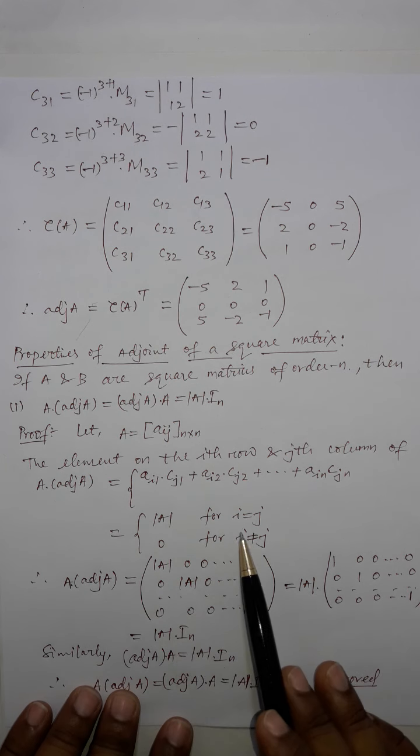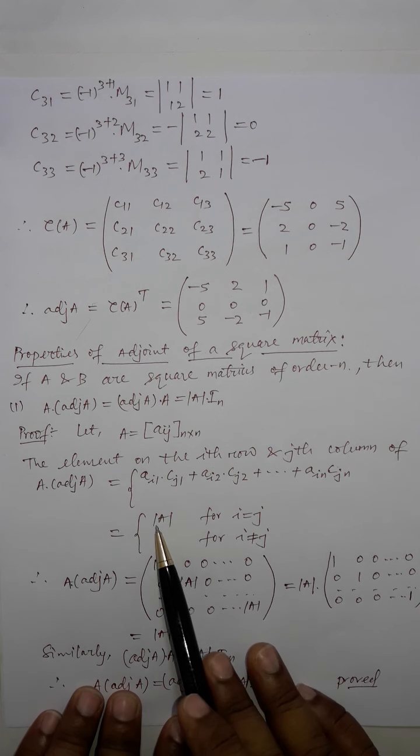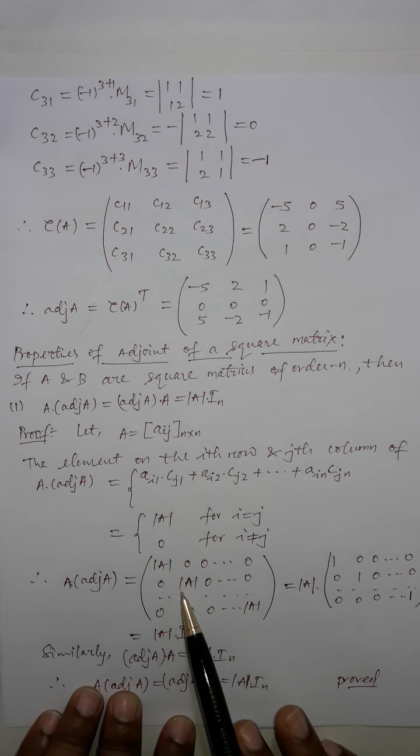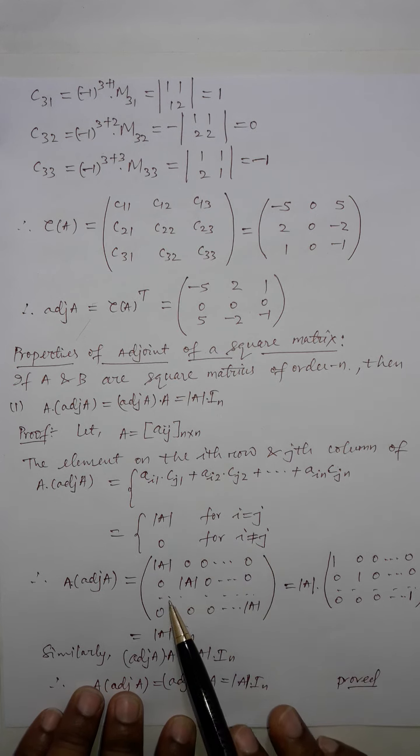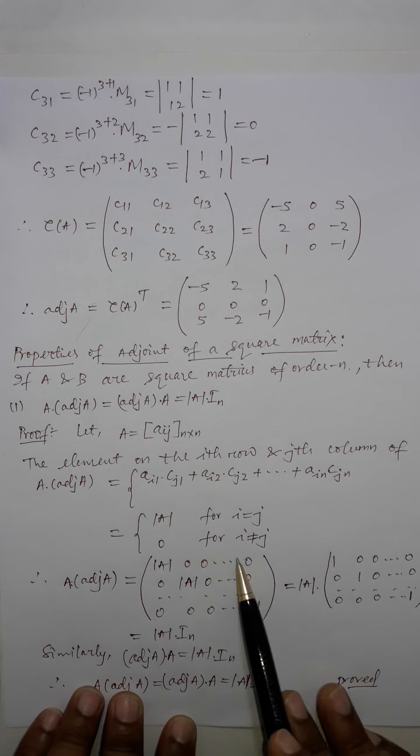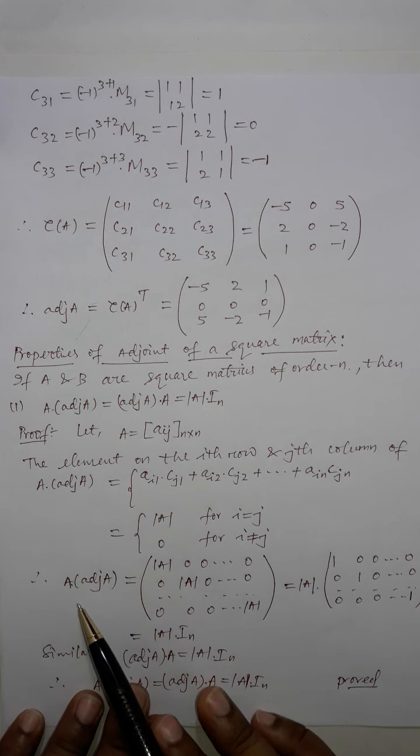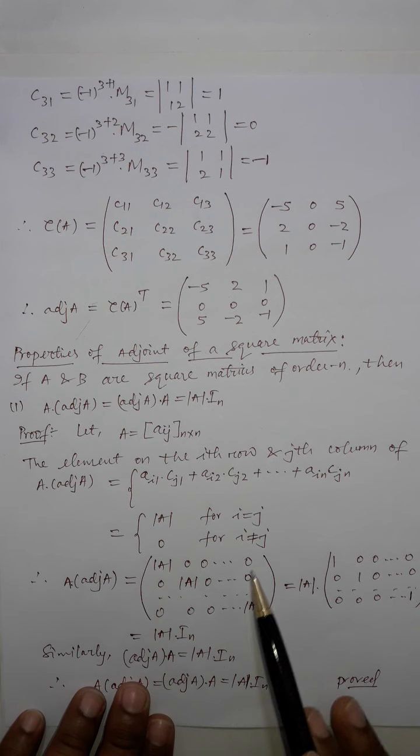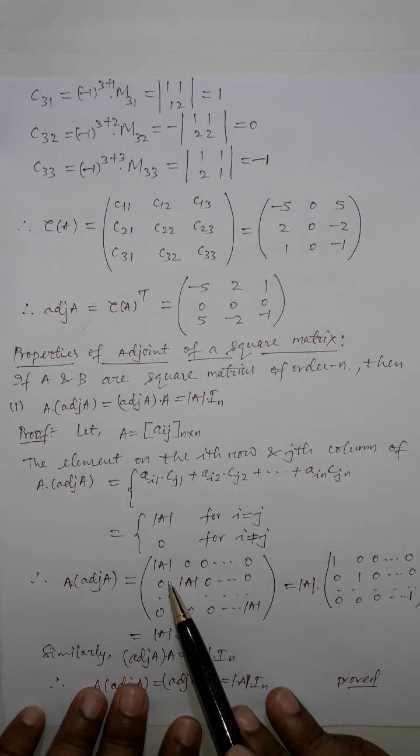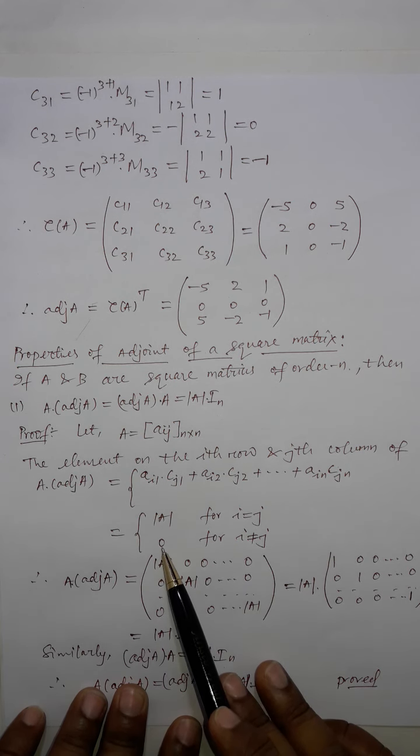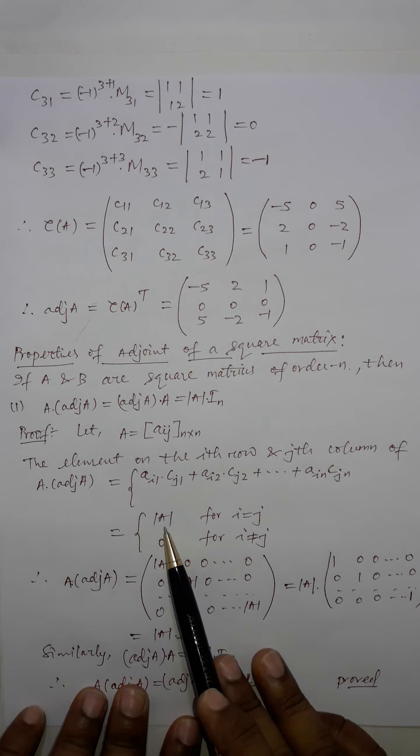So, in this way, if i and j are equal, that means it is representing the diagonal elements. That means all the diagonal element products will be equal to the determinant, and if i and j are not equal, that represents the non-diagonal elements which will be 0 in this product. So, if you are multiplying A with its adjoint, you are getting the same order, that means an nth order square matrix, where the non-diagonal elements are all 0 and the diagonal elements are all equal to the determinant of A.